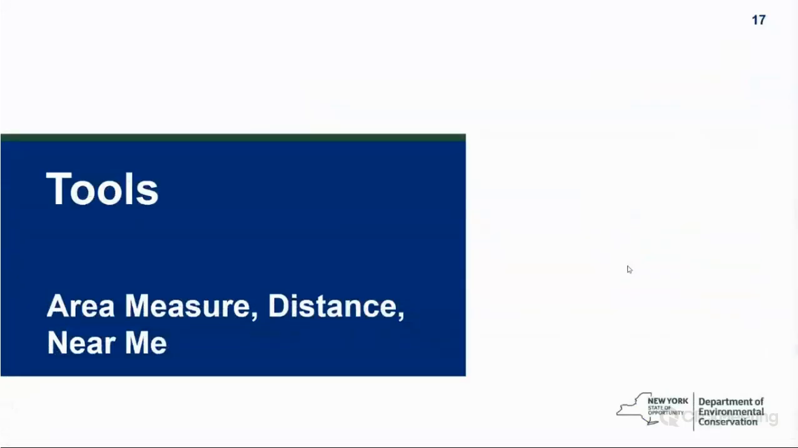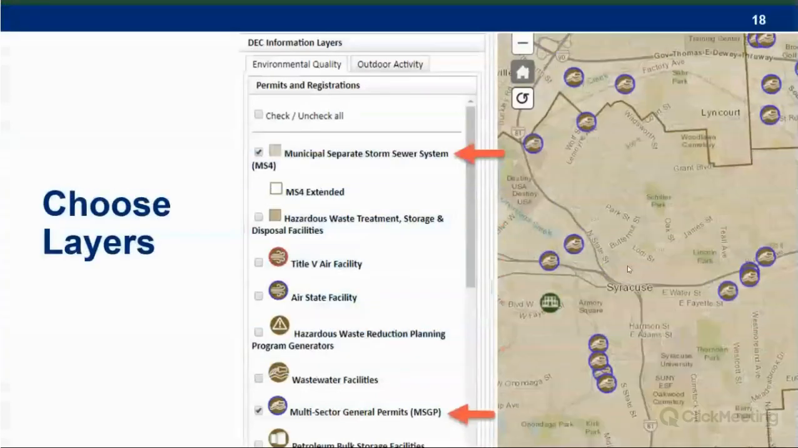So next I want to talk a little bit about some of the tools we have, and for people who love to work with maps, these tools are really cool. The first tool I want to talk about is the area tool. So we're going to choose our layer. In this case, I chose the MSGP, the multi-sector general permits, and the storm sewers.